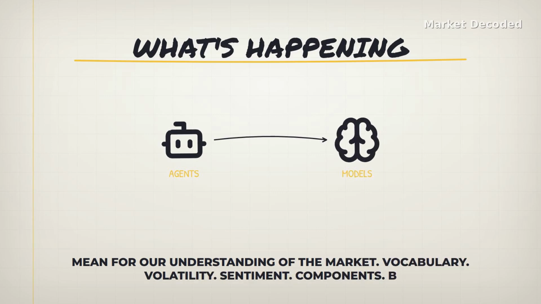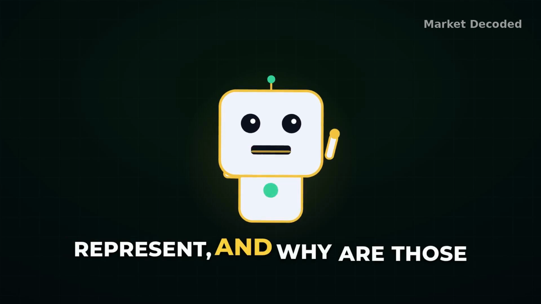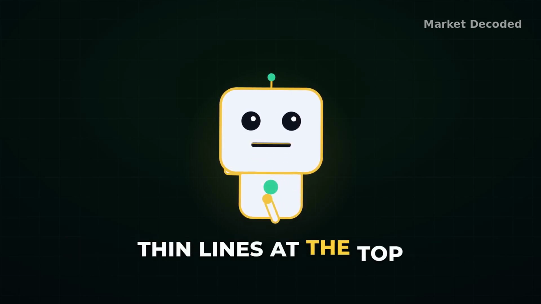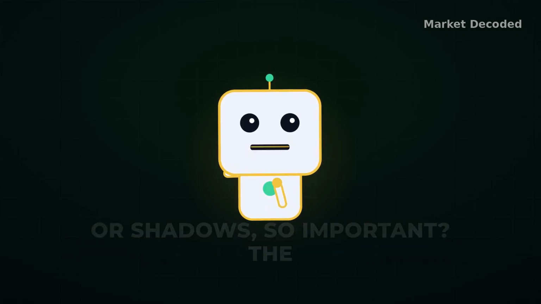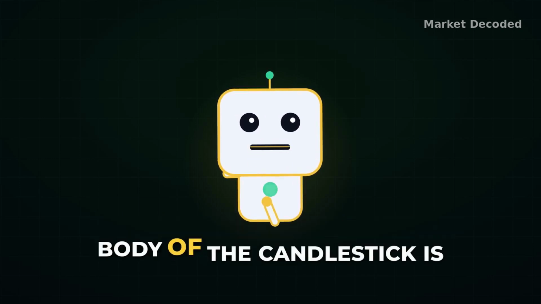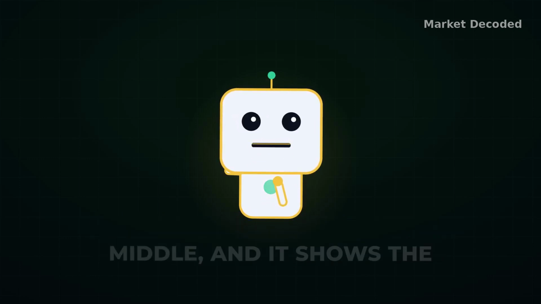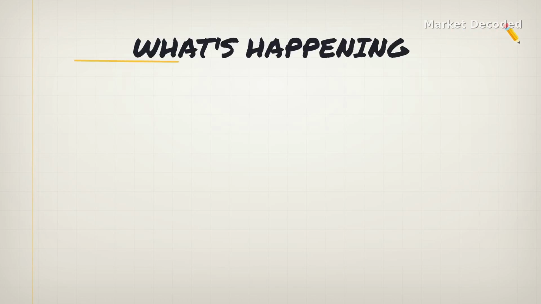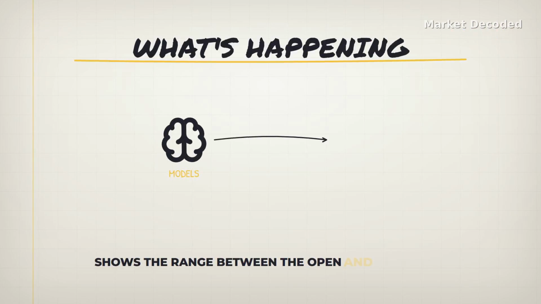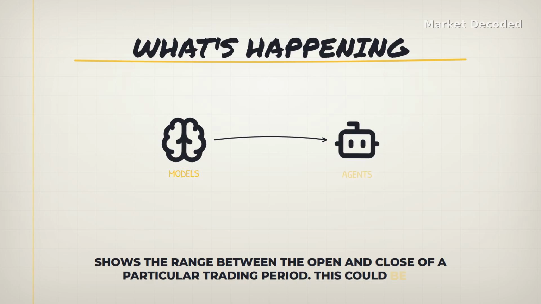What does the body of a candlestick actually represent, and why are those thin lines at the top and bottom, known as wicks or shadows, so important? The body of the candlestick is the thick part in the middle, and it shows the range between the open and close of a particular trading period. This could be a day, an hour, or even a minute, depending on the chart you're looking at.